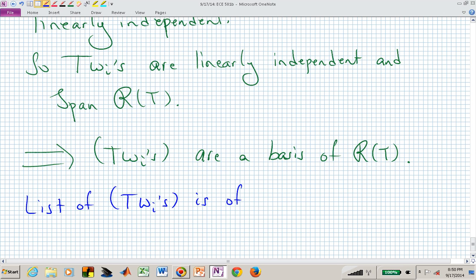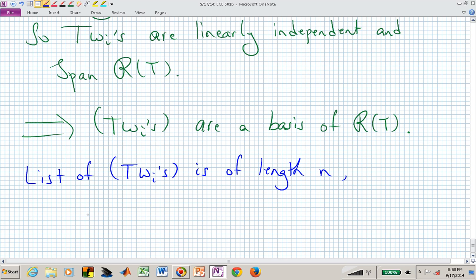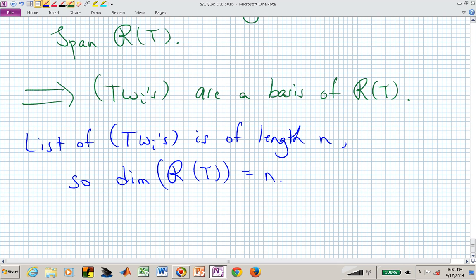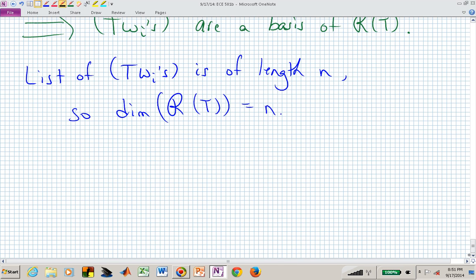The list of the T W sub i's is of length n, and that now allows us to say that the dimension of the range of T is equal to that n. And that allows us then to reach our conclusion.